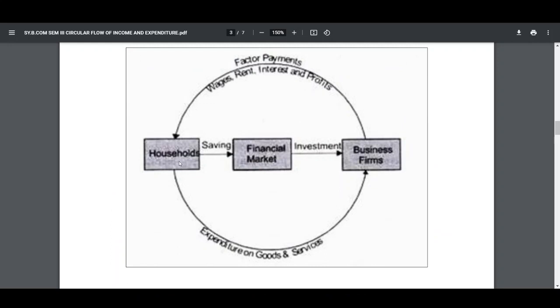In this diagram, there are two sectors, households and business firms, and the financial market is in the middle. Households save their income in the financial market, and therefore saving is considered a leakage because a part of the income is saved. And what the business firms are doing, they are taking money from this financial market to purchase bonds, shares, debentures, etc. Or we can say that they want to invest.